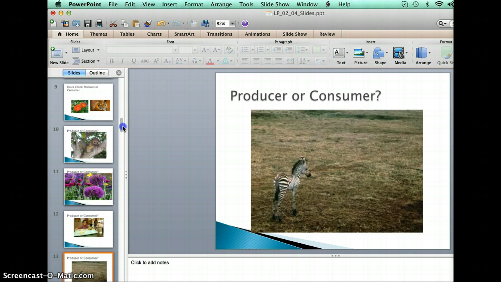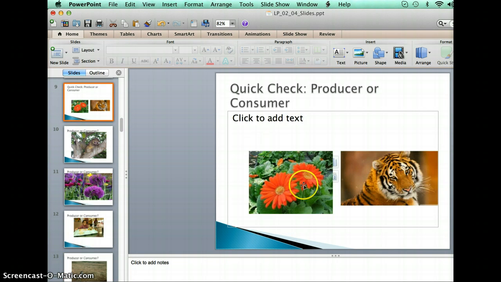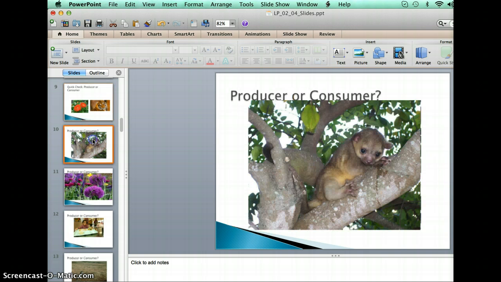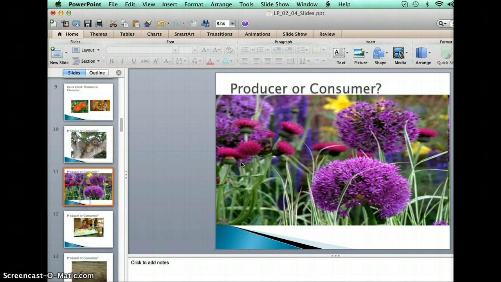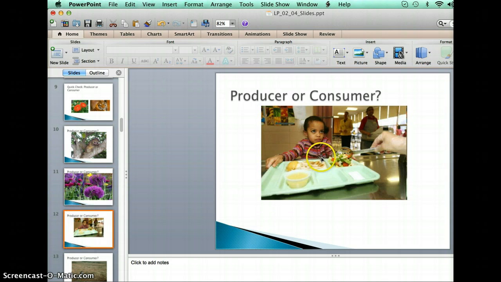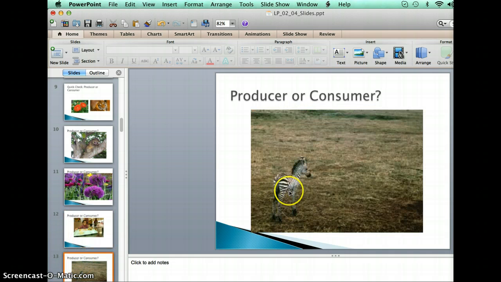Okay, let's check your work really quickly. Hopefully the flower you said was producer, the tiger, consumer. If you were looking at the little monkey, it's a consumer. If you were looking at the tree, it's a producer. The plants here are producers. Human is a consumer. And then the zebra is a consumer. If you were looking at the grass, you could write producer.